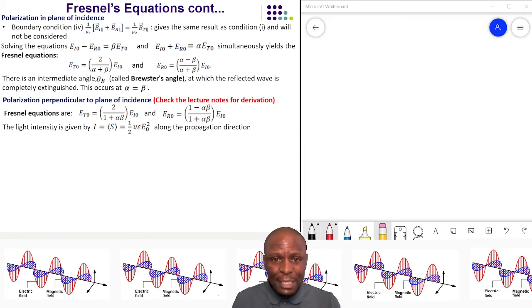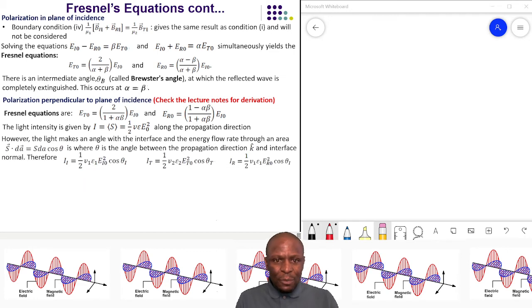Now, the light intensity is given by this, as the time average of the Poynting vector is given by this. And of course, these are just the velocity of these waves inside this material along the propagation direction. Now, the intensities are just given by this, and then the intensity of the incident wave, and the intensity of the transmitted wave, the refracted wave, is just given by that.